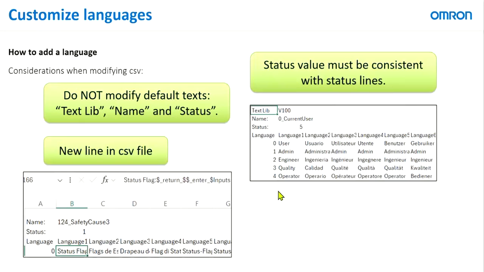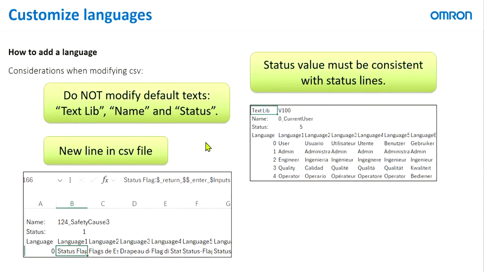Other important considerations for modifying the CSV file is to just modify the cells with the text translations, please. Do not modify the text lib, text name, and status, so these ones. Just modify the translations, please. Then remember that the status number must be consistent with the number of rows. So if we have a 5 here, we'll have 5 rows. But this is already exported when you configure the text in the text library.